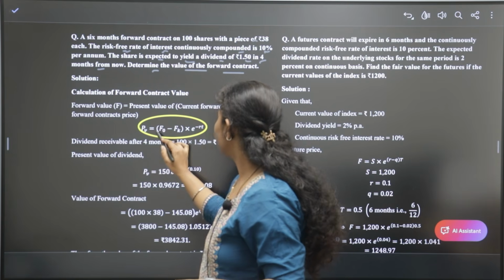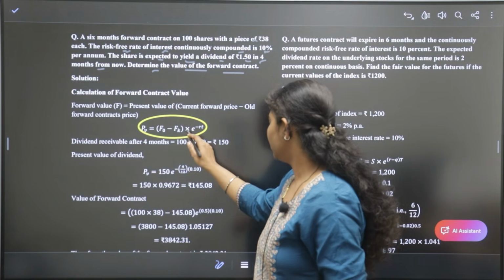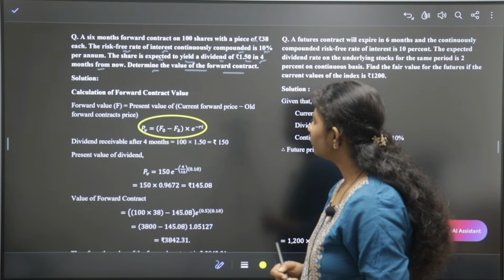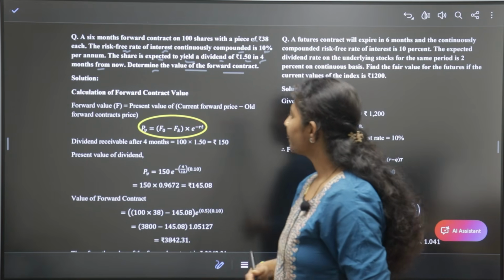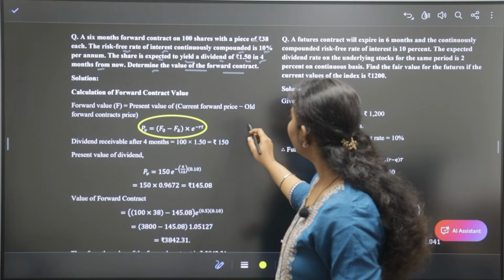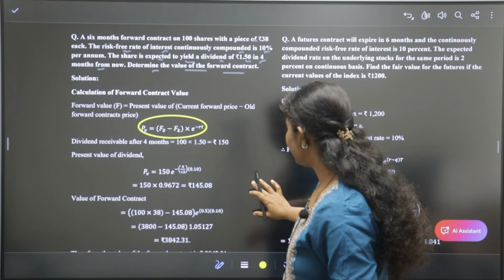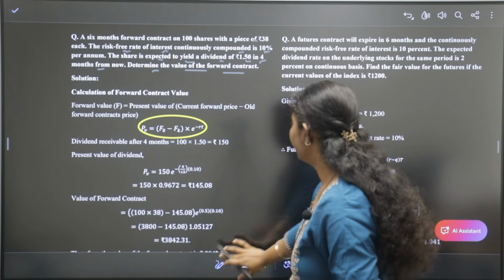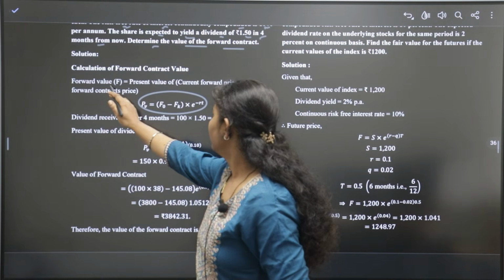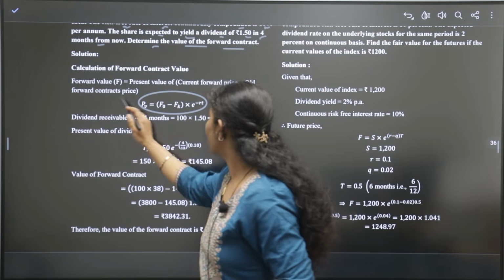PV is equal to (F0 minus Fk) into e to the power of minus RT. So that is the formula. Now you need to put all the terms into the formula. F is nothing but the present value, and Fk is nothing but the current forward price. So let's see how we can calculate it. Calculation for forward contract value: F is equal to the present value of the forward price minus the old forward price.